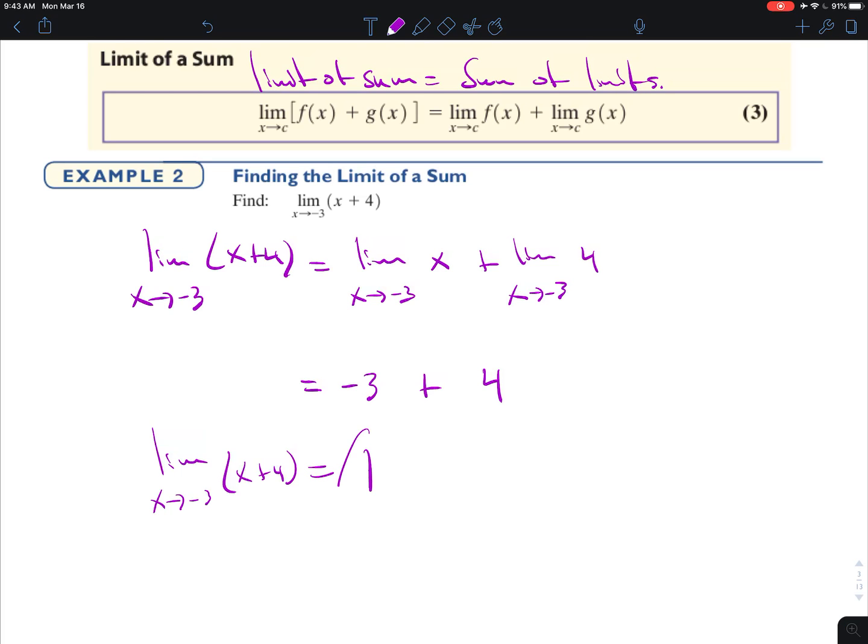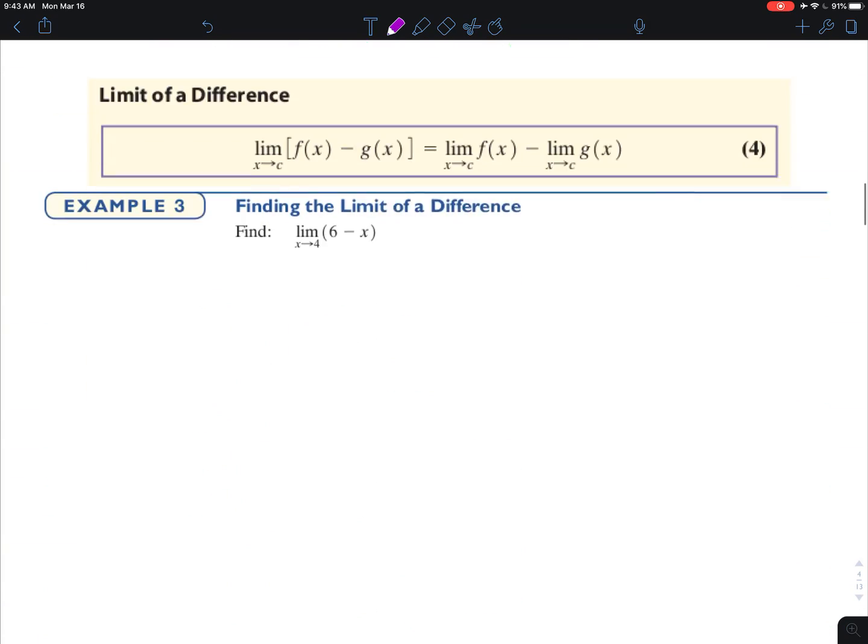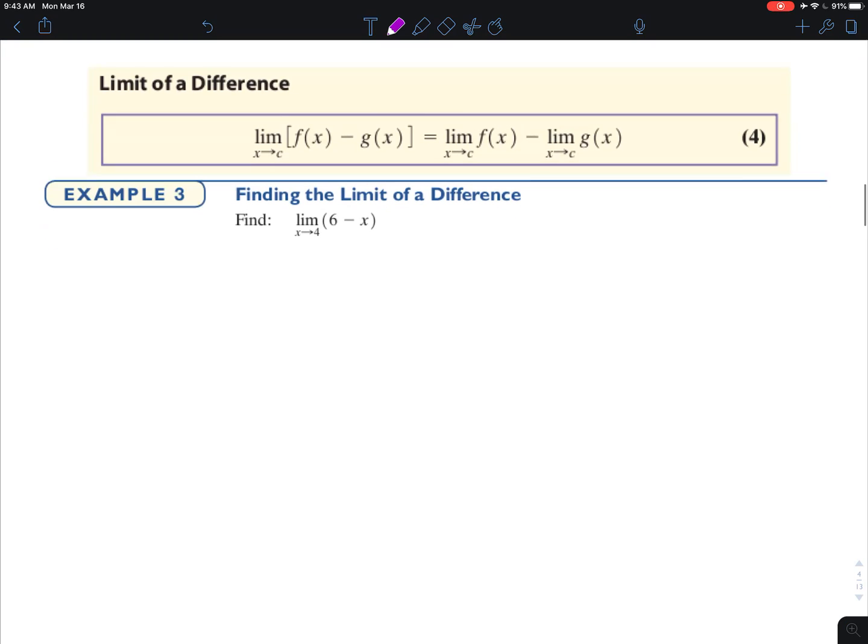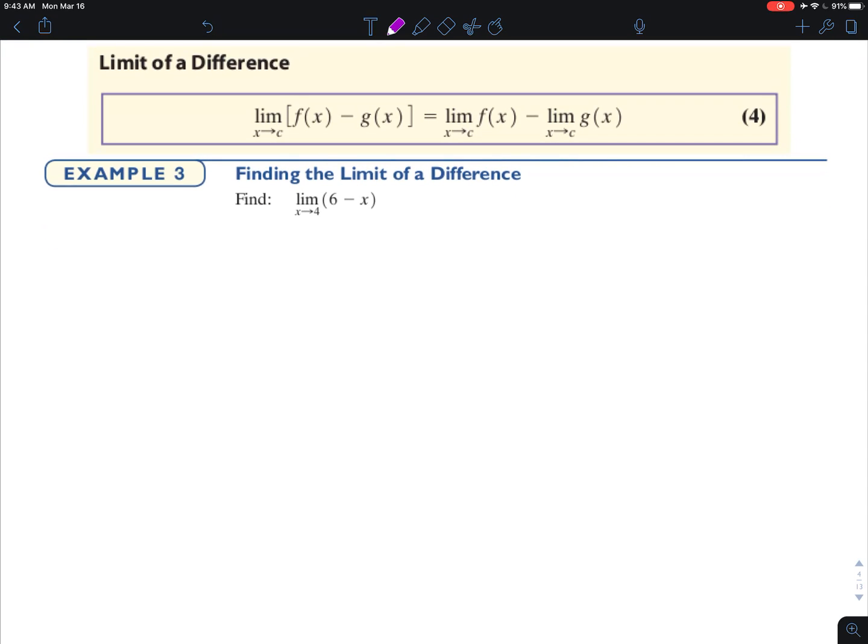So the limit as x approaches -3 of x plus 4 is equal to 1. The limit of a difference is equal to the difference of the limits. So it's going to work exactly like the previous problem. So we'll just jump straight to the limit as x approaches 4 of 6 minus the limit as x approaches 4 of x, which is equal to 6 minus 4, which is 2.